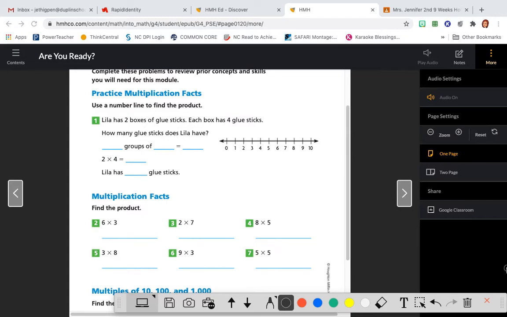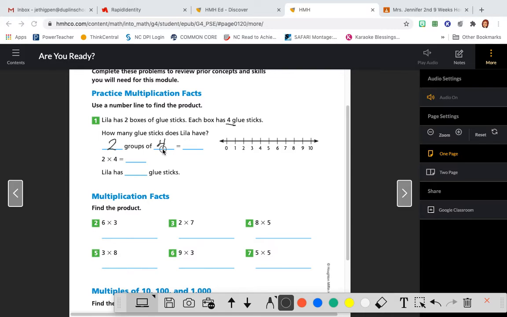Number 1, Lila has 2 boxes of glue sticks. Each box has 4 glue sticks. How many glue sticks does Lila have? So let's look back at our problem. We know she has 2 boxes, and those boxes each represent a group. So we're going to say that she has 2 groups of, and how many glue sticks are in each box? 4. So we're going to put a 4 on that second line.